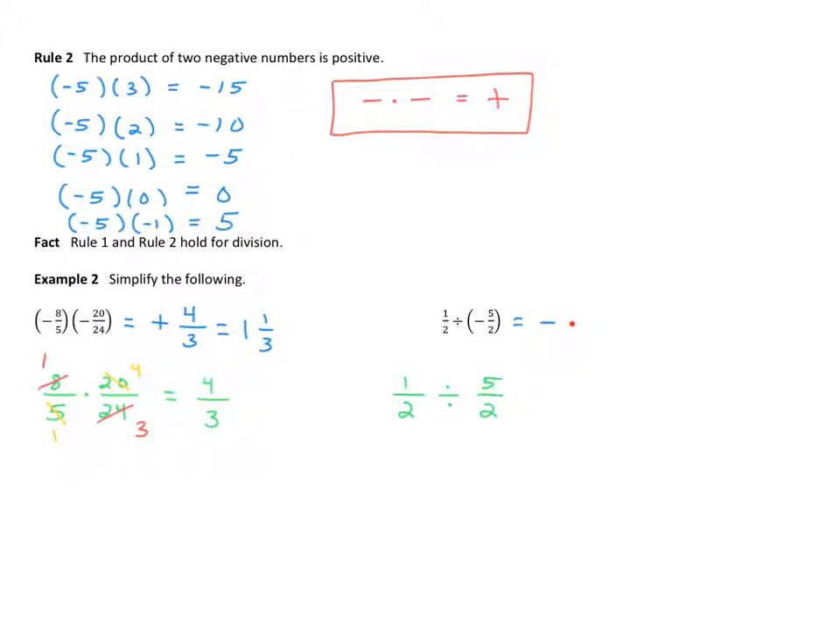To divide two fractions, we'll leave the first fraction alone and take the reciprocal of the second fraction. And once we do that, this simplifies very easily, where both those 2's cancel to a 1, and we're left with an answer of 1/5. So the answer to this problem is a negative 1/5. And these are all the rules that we need for multiplying and even dividing real numbers.